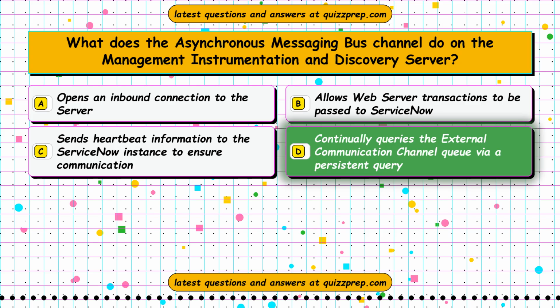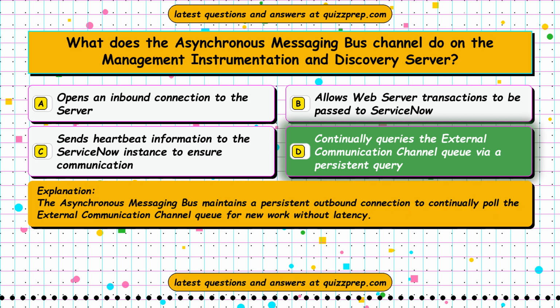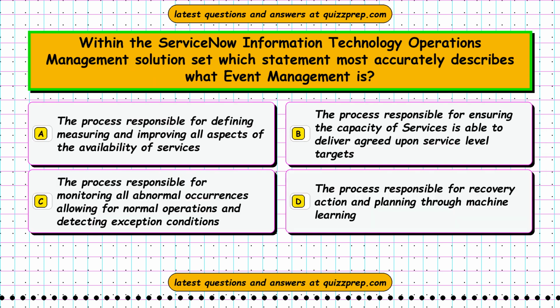The correct answer is option D. Continually queries the external communication channel queue via a persistent query. The asynchronous messaging bus maintains a persistent outbound connection to continually pull the external communication channel queue for new work without latency.